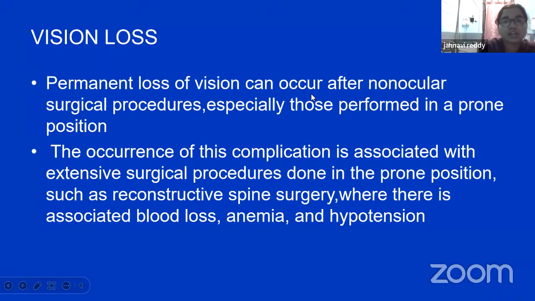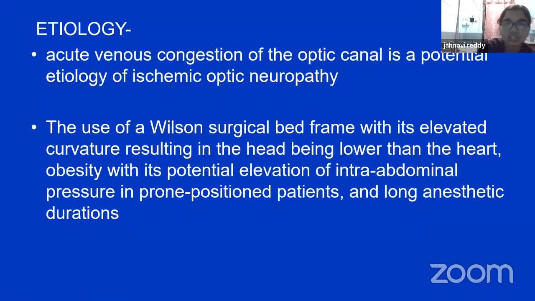Permanent loss of vision can occur after non-ocular surgical procedures, especially those performed in prone position. The occurrence of this complication is associated with extensive surgical procedures done in prone position, such as reconstructive spine surgery, where there is associated blood loss, anemia, and hypotension, because all these conditions will lead to reduced blood supply to the eyes, and also the pressure on the eyes will lead to ischemia, which eventually leads to ischemic optic neuropathy, which finally causes blindness.